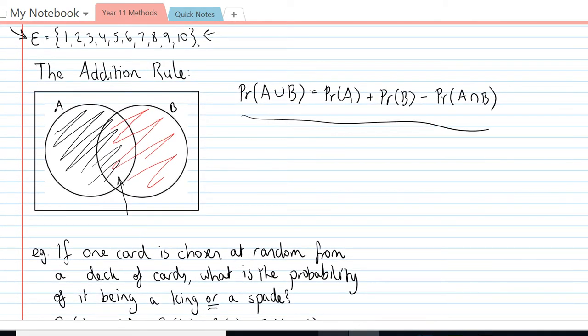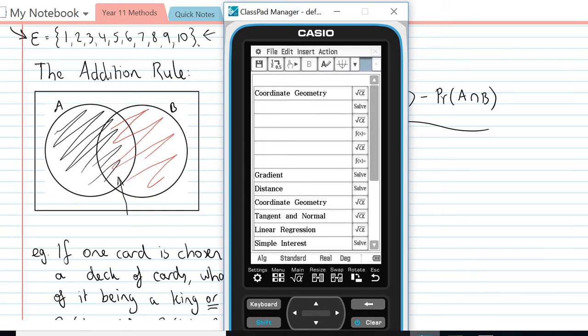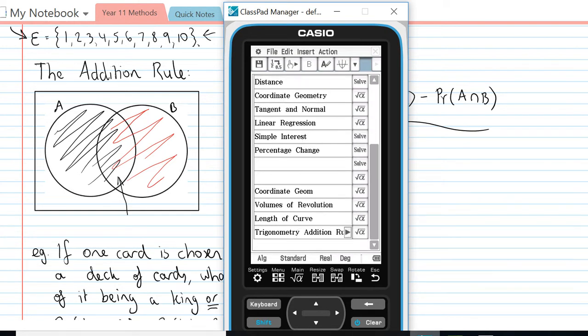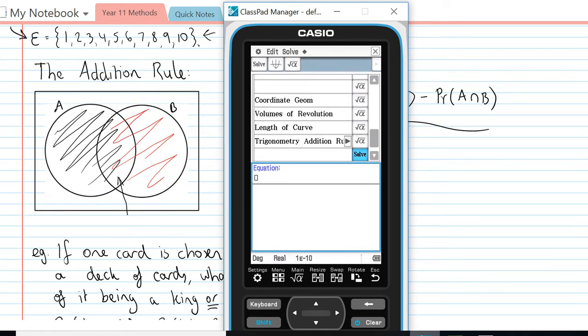Something that I will also share with you is that you could use your calculator to set up an E-Activity for the addition rule. So I'm just going to set that up quickly on my calculator here. Now, what you can do is go into E-Activity from the main menu. I've got a heap here. You won't have all those unless you've already made a heap. But if I just go insert strip to and then numSolve, this is going to give me a numSolve strip, which means that I can write in some kind of rule and then be able to calculate different things based on that.